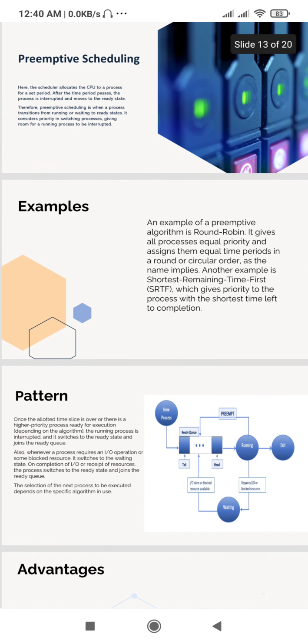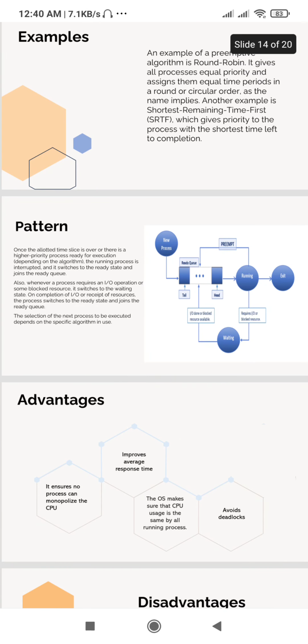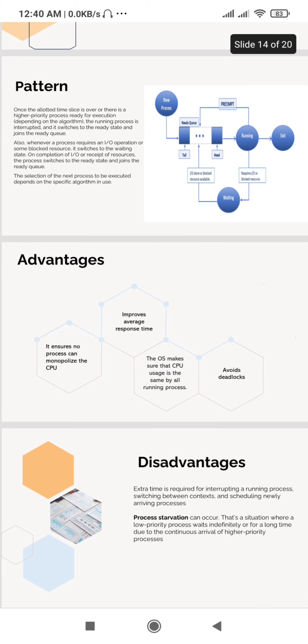Once the allotted time is over, or there is a high priority process ready for execution, the running process is interrupted and it switches to the ready state and joins the ready queue. Advantages of this are that it ensures no process can monopolize the CPU and improves average response time. The OS makes sure that CPU usage is the same across running processes, and avoids deadlocks.